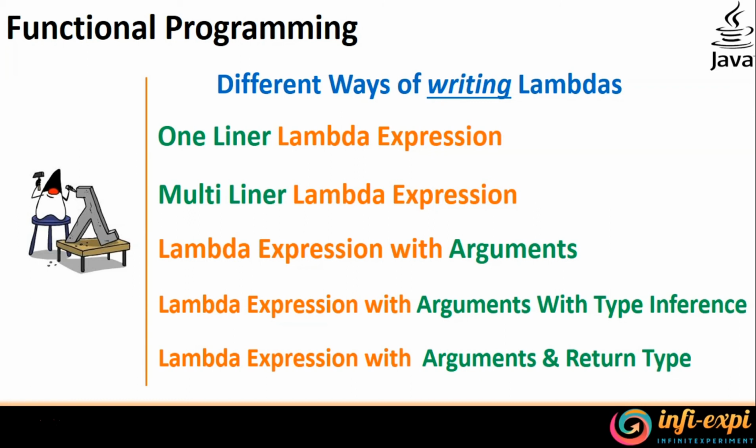If you look at the previous runnable implementation, there is no input and no return. It just takes a no-argument function signature and you just print the statement. You never return any value from there. But you can even write a lambda expression that takes some argument, and you can give some return also. So the different ways to write lambda expressions are one-liner, multi-liner, with argument with type inference, and with argument and return type also. We will experience all these more practically.